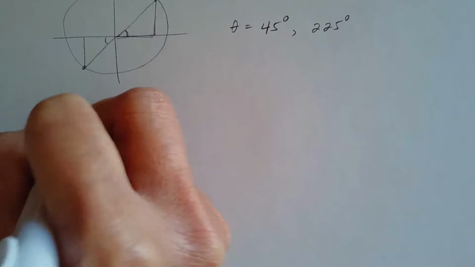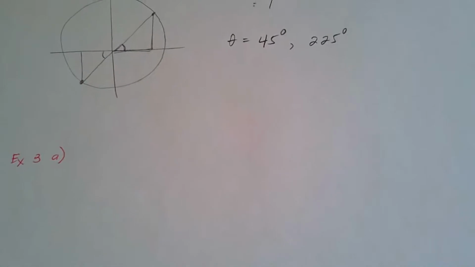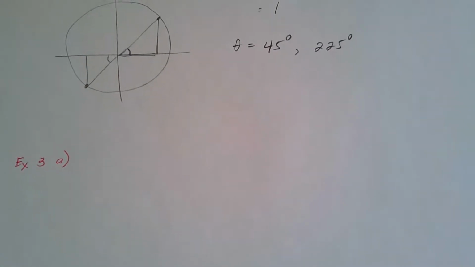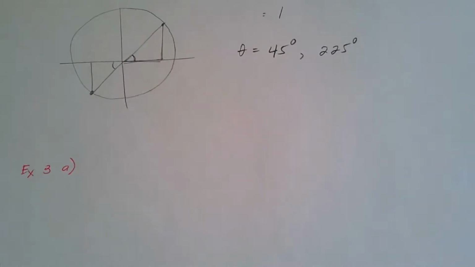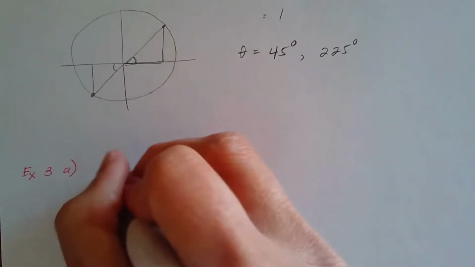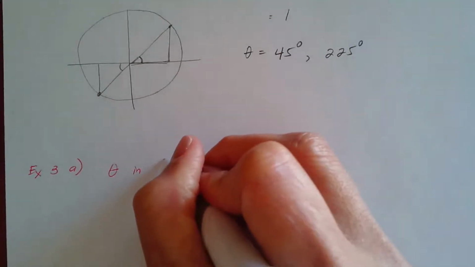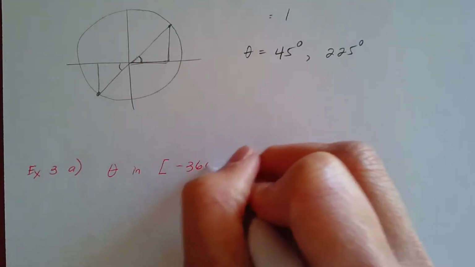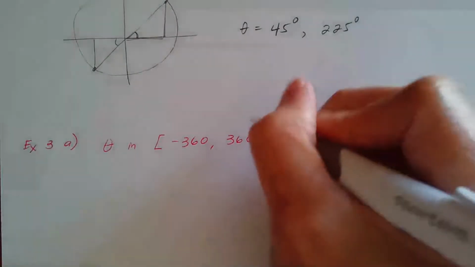Example 3a. For each trigonometric ratio, state the measures of theta from negative 360 to positive 360. Now for this one, theta has to be within negative 360 to positive 360 degrees.